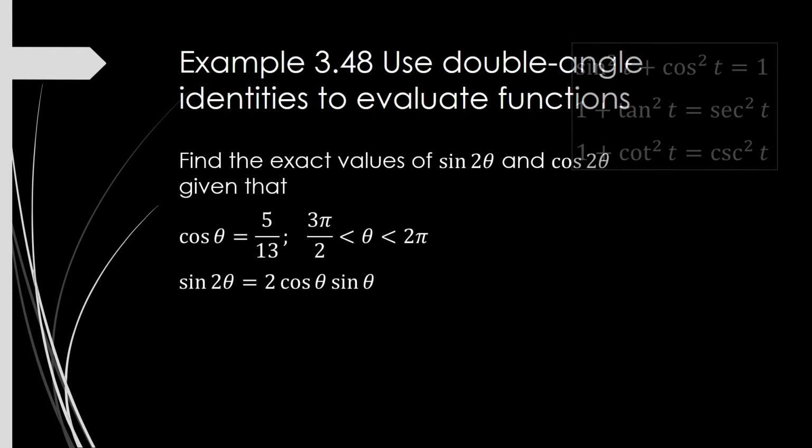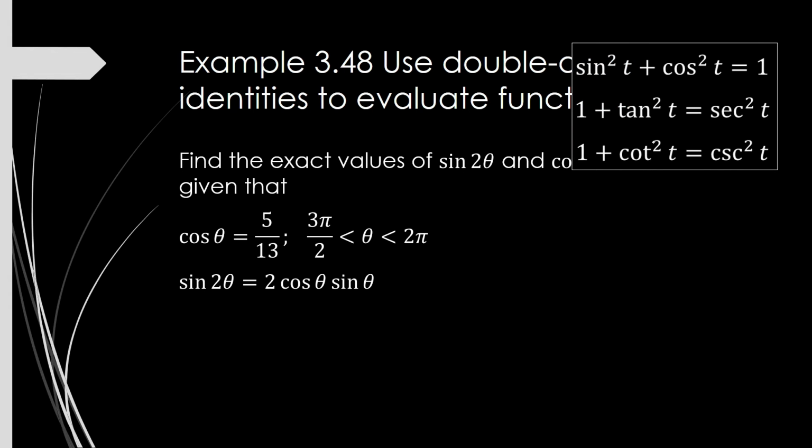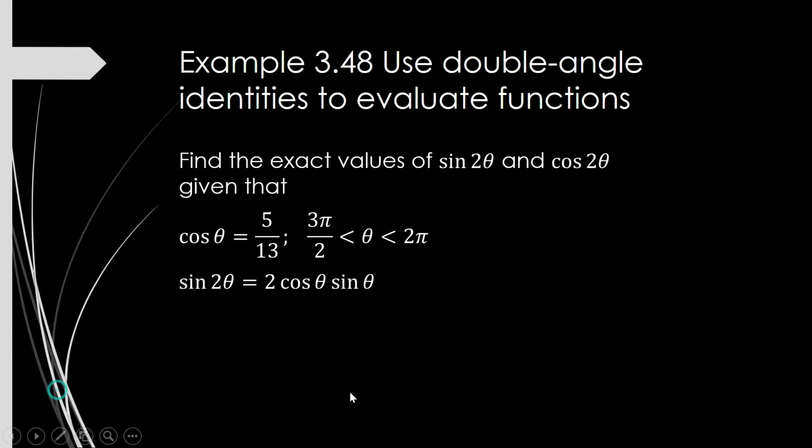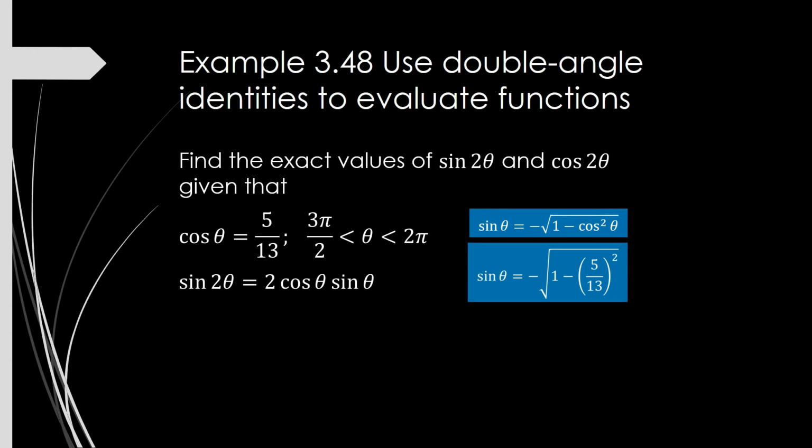So we will now solve for sine of theta. We will use this identity, okay? This is your Pythagorean identities. So sine of theta is equal to, again, you will use the negative square root of 1 minus the square of cosine of theta. Okay? And then, what do we do next? Well, we just substitute. We already know what is cosine of theta. It's given. It's 5/13.